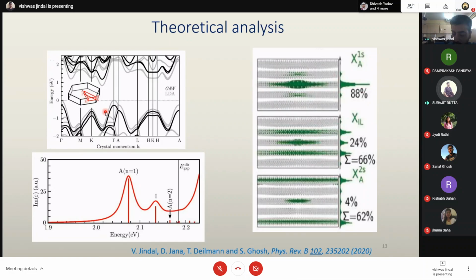Now the second question is, which one is the most energetically favorable, the intralayer or the interlayer exciton? Which one in the case of MoS2? Yeah, intralayer or interlayer. So which one is more favorable? The energy of intralayer is more.